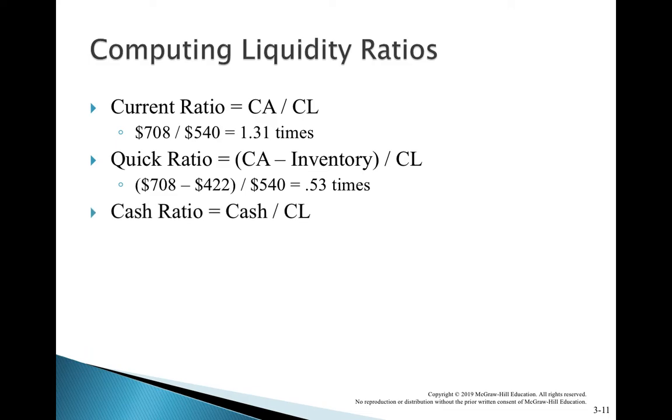Cash ratio. It is the hard cash that you have in your business. Cash divided by current liability. So directly in the numerator we put the cash, 98 million, divided by current liability 540 million, which is 0.18 times. That means for each 1 riyal of current liability, you have 18 halala of cash. So that way we make the interpretation.